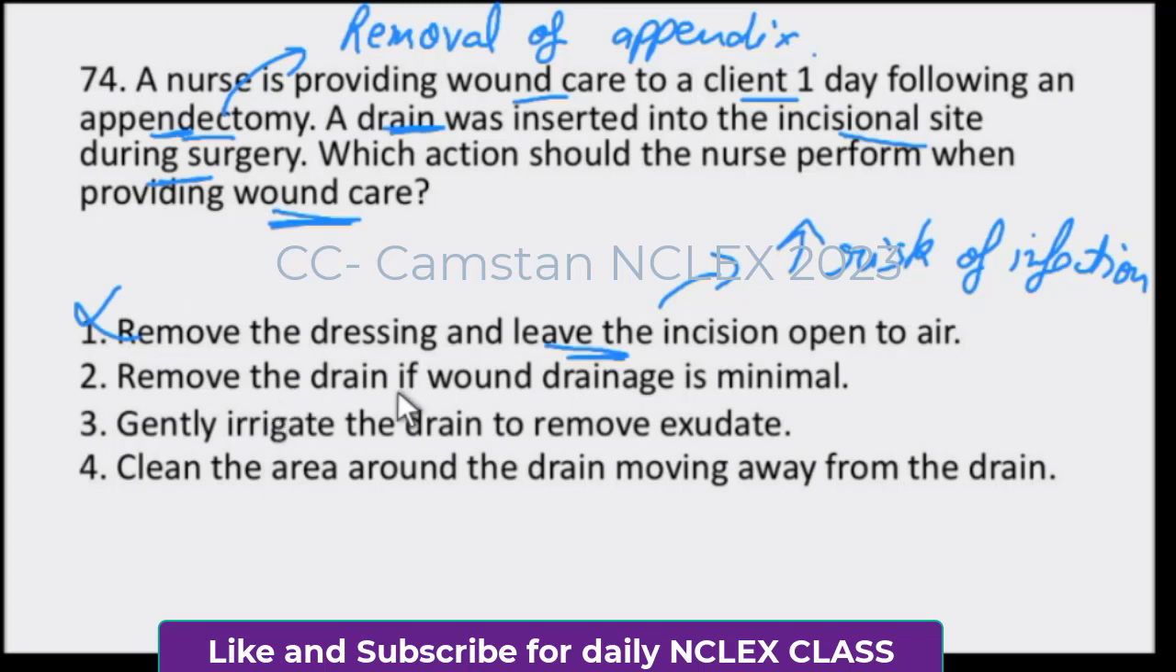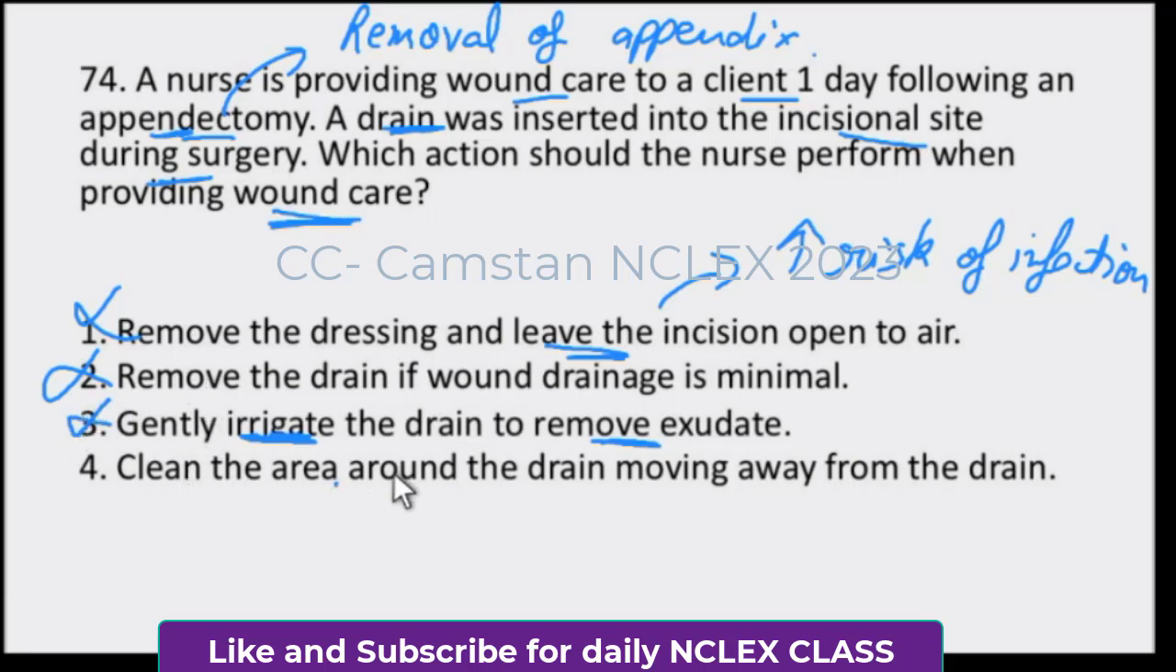Second is remove the drain if wound drainage is minimal. The nurse should note the amount and the character of the wound drainage and the color of the wound drainage, the consistency of the drainage. But only surgeon will determine whether to remove the drain or not. So this option is also incorrect. Third is gently irrigate the drain to remove exudates. No, it is not advised to irrigate the surgical wound drains. So this option is also incorrect.